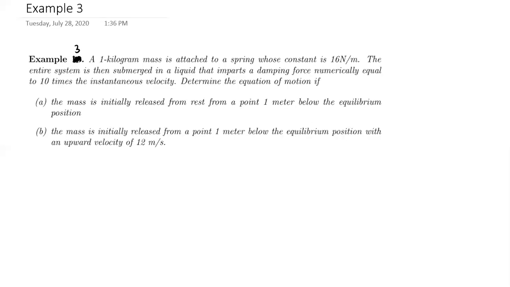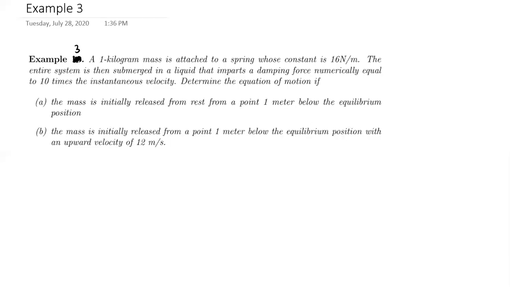A 1 kilogram mass is attached to a spring whose constant is 16 newtons per meter. If you remember what I said, the units for the constant don't really matter. You can always find them by dividing in the equation where you set the weight equal to the restoration force. When you solve for k, you can divide by all the units and see what the unit is. But for our purposes, as long as all the units match and you know what they are, it doesn't matter. All you're interested in is the actual value.